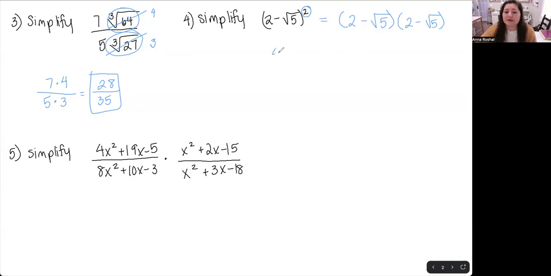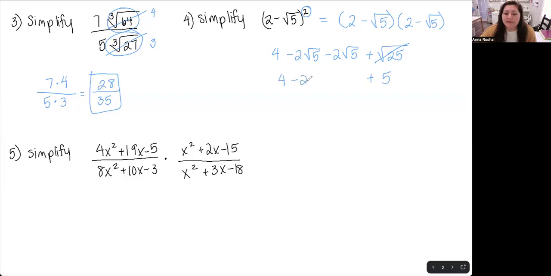I'm going to go 2 times 2 is 4. 2 times negative root 5 is going to be negative 2 root 5. Then I have negative root 5 times 2, which is again negative 2 root 5. Then negative root 5 times negative root 5. So negative times negative is positive. And root 5 times root 5 is actually root 25, which can be replaced with 5.